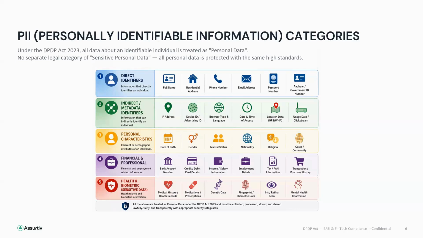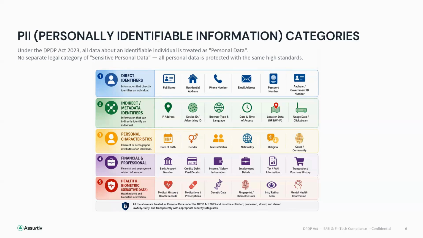Next one is personal characteristics. We generally consider all these things as a day-to-day way of life. We consider these all normal, but not exactly, because they are directly linked to our personal data, which a lot of people are using. These are inherent or demographic attributes of an individual: date of birth, gender, marital status, nationality, religion, caste, and community. So these sort of things will come.